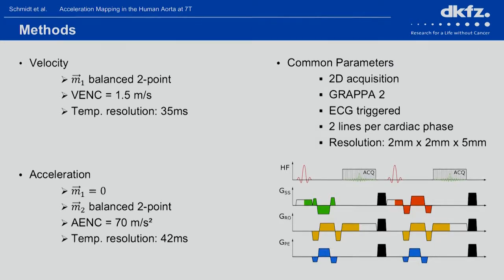Then we performed our acceleration measurements, where we kept the first gradient moment 0 and varied the second gradient moment in a balanced 2-point fashion. Corresponding to the velocity encoding sensitivity, we then have an acceleration encoding sensitivity, which was 70 meters per second squared here. On the bottom, you see an example of 2 consecutive TRs for such an acceleration sequence, where we alternate between these green and red gradients in order to encode the acceleration on the slice select axis here.